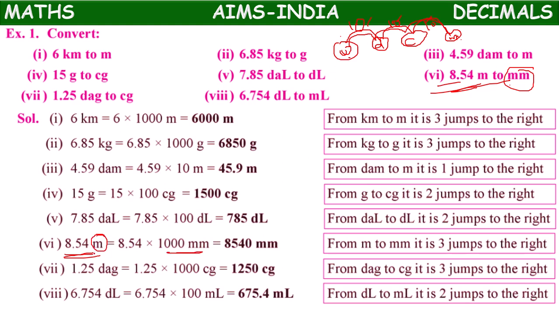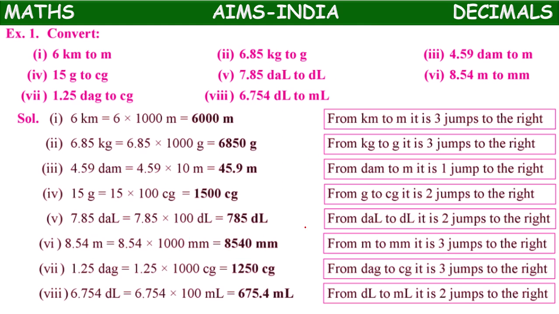So 8.54 into 1000 we can keep. Because of 3 zeros, this point has to move 3 places. 1 place, 2 places. In the third place there is nothing, we can keep 0. 8540.0. The 0 after the point doesn't have any value. So 8540 millimeter.